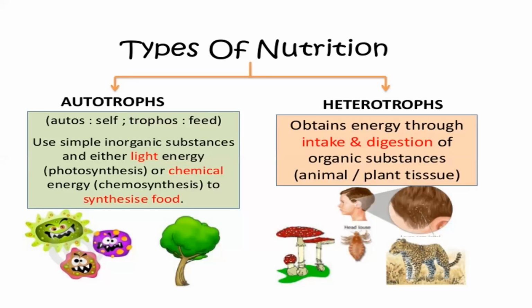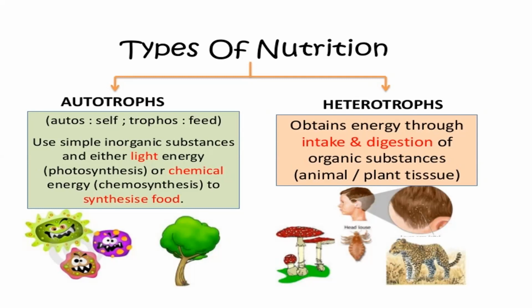On the basis of how a particular organism acquires its food, organisms are classified into two types, and you can say there are two modes of nutrition: autotrophic and heterotrophic.